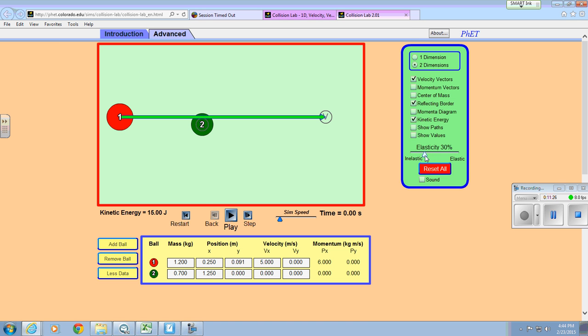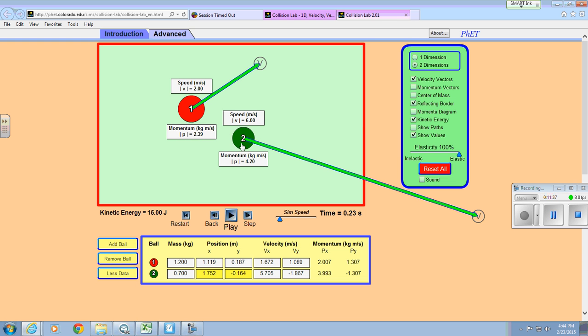simulator. We're going to move this to an elastic collision. We have 15 joules of kinetic energy. Show the values, our speeds before the collision and after the collision. After the collision, we have 2.0 for our velocity. We calculated 1.98. And the speed after the collision for the second ball, we calculated 5.99. So we're pretty darn close. Our momentums were 2.38. This is the simulator showing 2.39, and we had 4.19. It's 4.2 on the simulator.